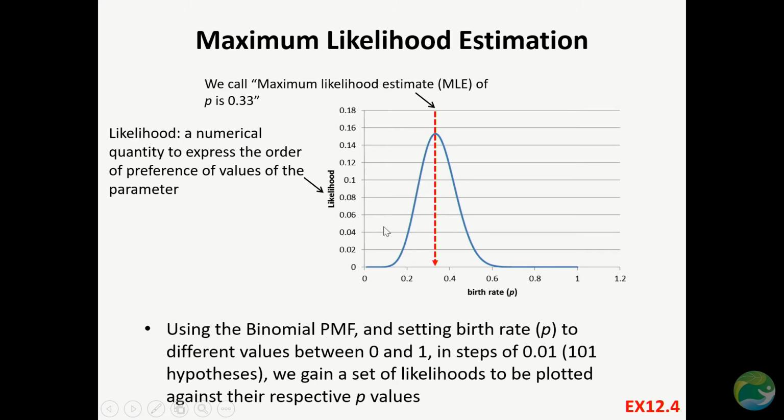We call it the maximum likelihood estimate, MLE, where p is equal to 0.33. Using the binomial PMF and setting birth rate p to different values between 0 and 1 in steps of 0.01, we get a set of likelihoods, and then we plot it. We can come up with this MLE value.